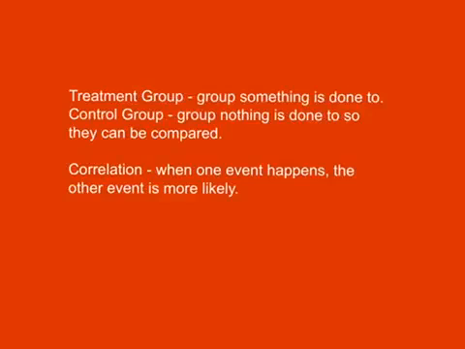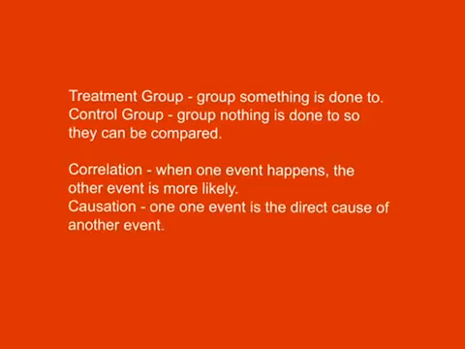In an experiment, a group of people or a population is split into two groups: a treatment group, in which something is done to them, and a control group, in which nothing is done, so that it can be compared to the treatment group. Oftentimes the control group gets what's called a placebo.